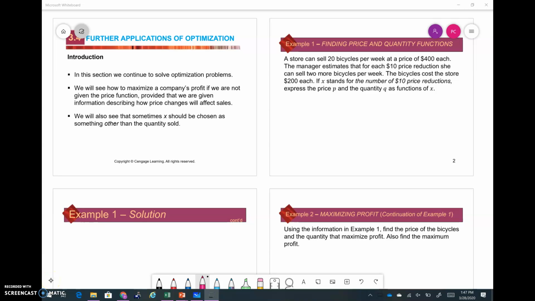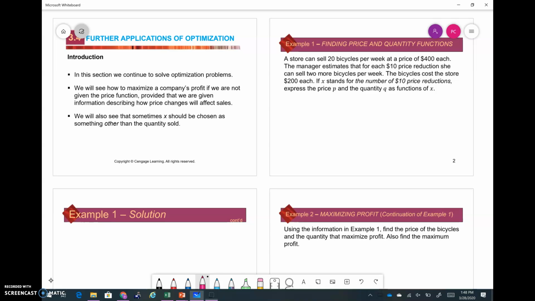All right, this is section 3.4 for business calculus, and we're going to practice more with optimization. In this section, we're going to continue to solve optimization problems, and we're going to see how to maximize a company's profit if we're not given a price function, but we're provided with enough given information to describe how price changes will affect sales. And we're going to see that sometimes X should be chosen as something other than the quantity sold.